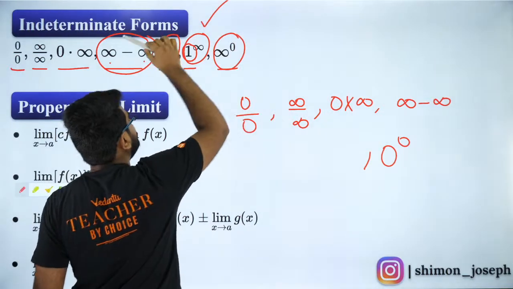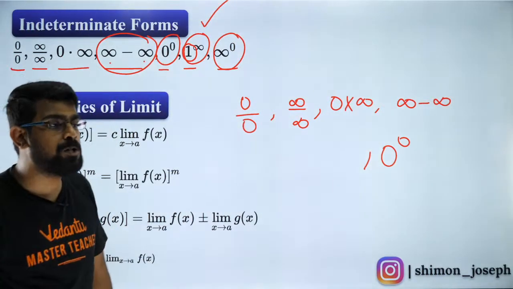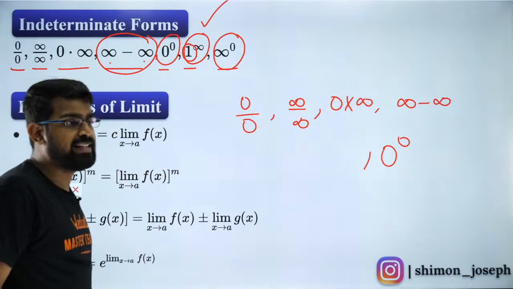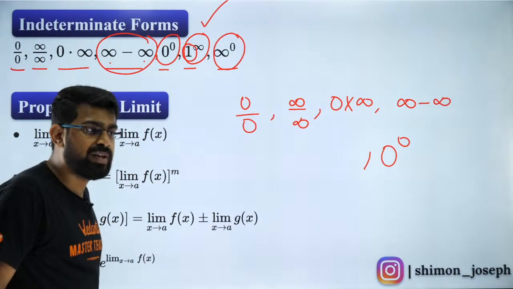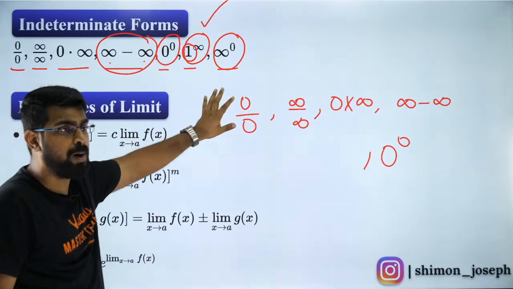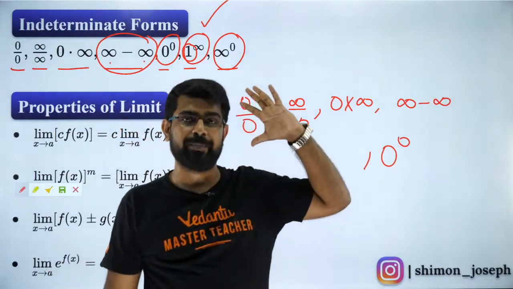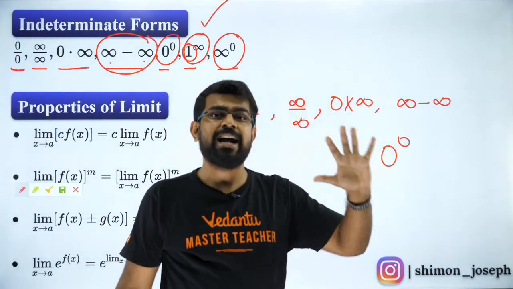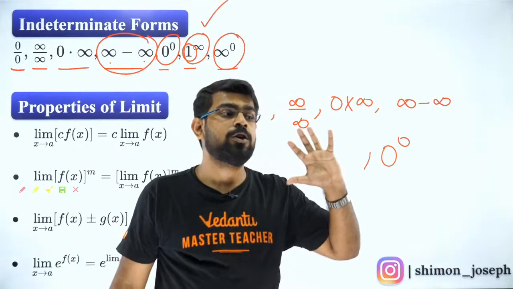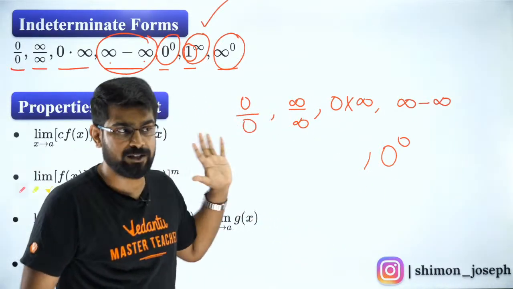And finally, we have infinity to the power 0, which is also indeterminate. Exactly. Are you all clear with it, everybody? So these are the 7 indeterminate forms. I will teach you how to solve them. Don't worry, I am here to help you. I will make you understand and help you solve questions based on this model.